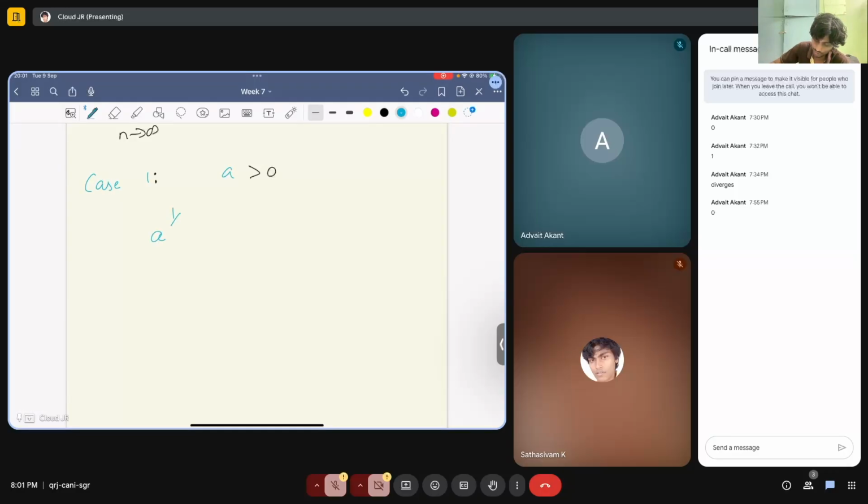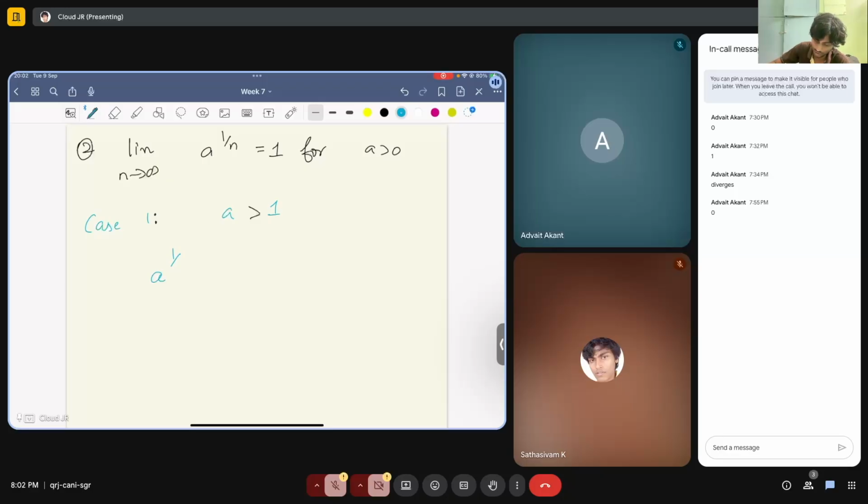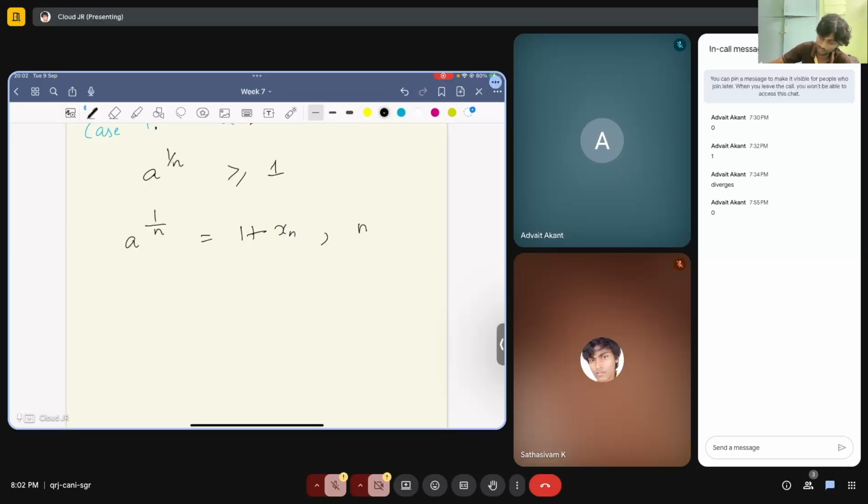When a is greater than 1, not 0. Sorry for making so many errors. So when a is greater than 1, you look at a power 1 by n. This is strictly greater than 1, but you can write greater than or equal to 1. It doesn't matter anyway. Then I write a power 1 by n as nothing but 1 plus some xn. And this xn is a sequence of non-negative real numbers, where xn belongs to R and xn is greater than or equal to 0.